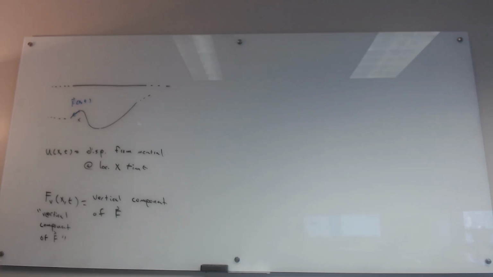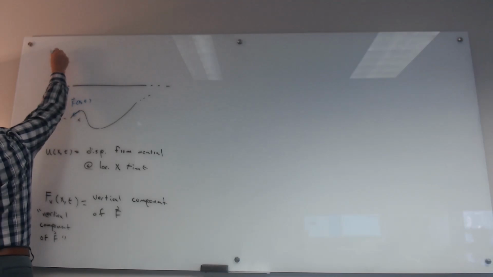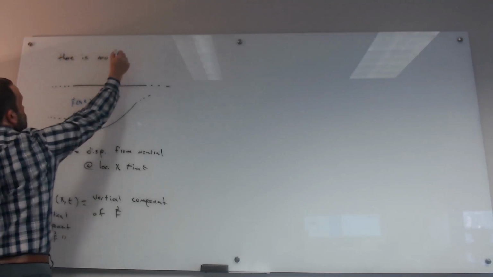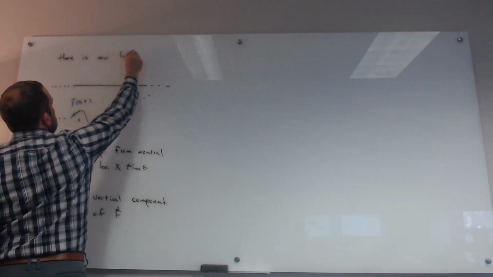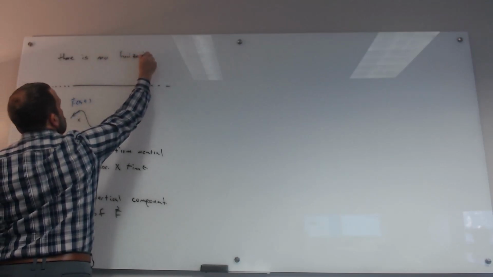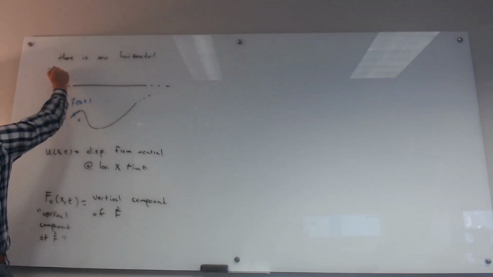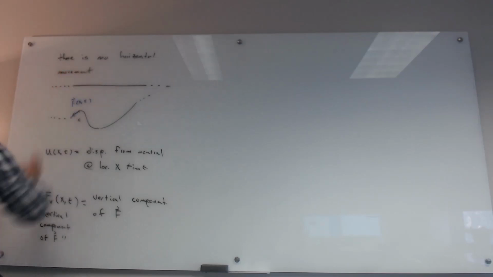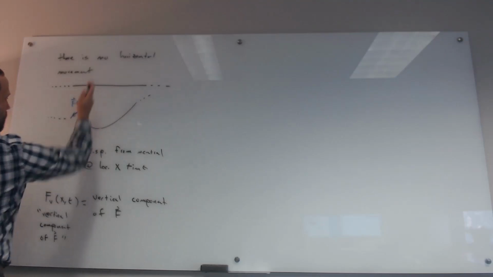Okay, now another assumption here that I'm going to make that I haven't made yet, but it's going to let us only care about the vertical component here, is we're going to assume there is no horizontal movement. So in other words, the points are only going up and down.